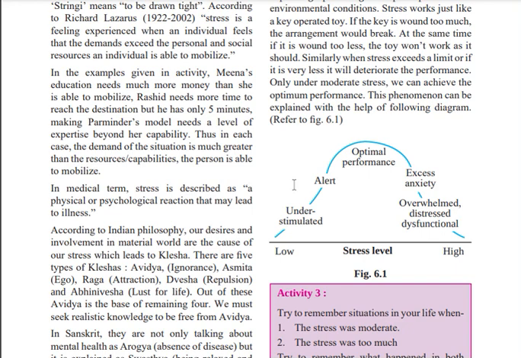So here they are explaining now. If you see the activity examples, Meena needs money for her education, and Rashid needs more time to reach the destination, but he has only 5 minutes. Parminder's model needs a level of expertise beyond her capacity. And thus, in each case, the demand of the situation is much greater than the resources the person is able to mobilize.